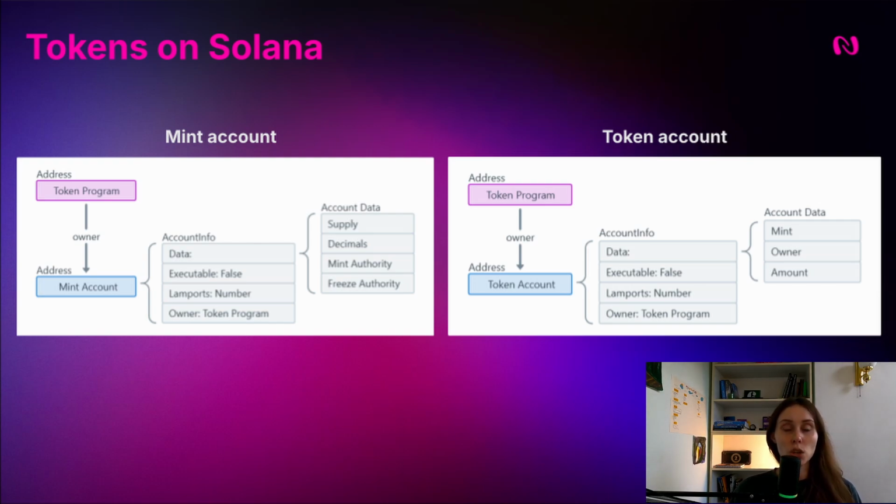And a token account tracks individual ownership of tokens for a specific mint account for a specific owner. And it has data such as mint. Basically, the token account holds units of this amount of mint. Then owner, the account authorized to transfer tokens from the token account, and the amount.